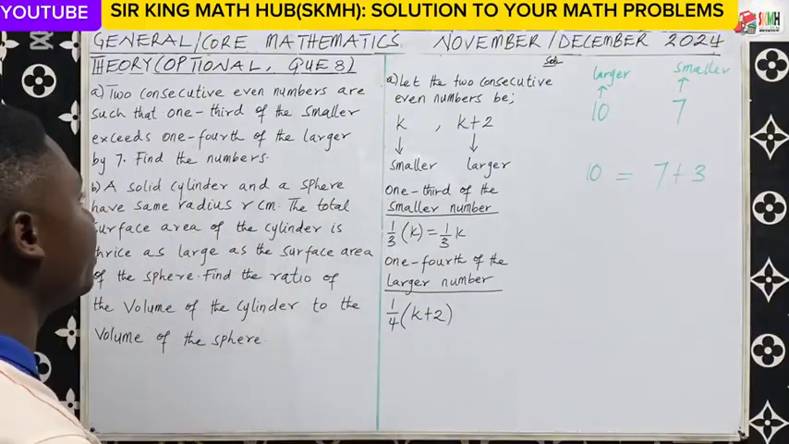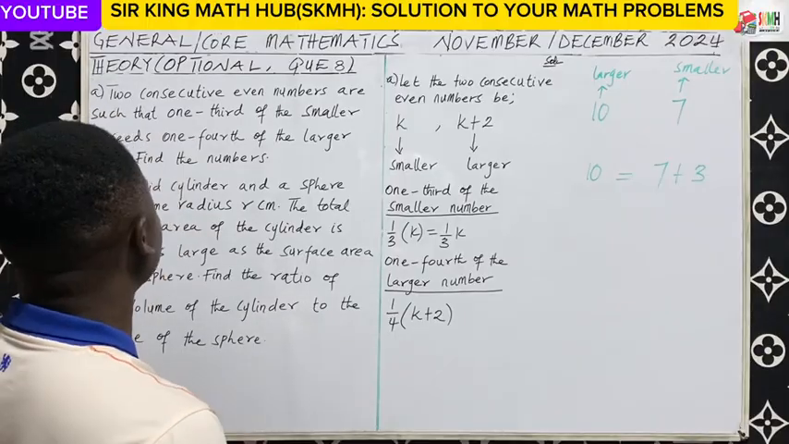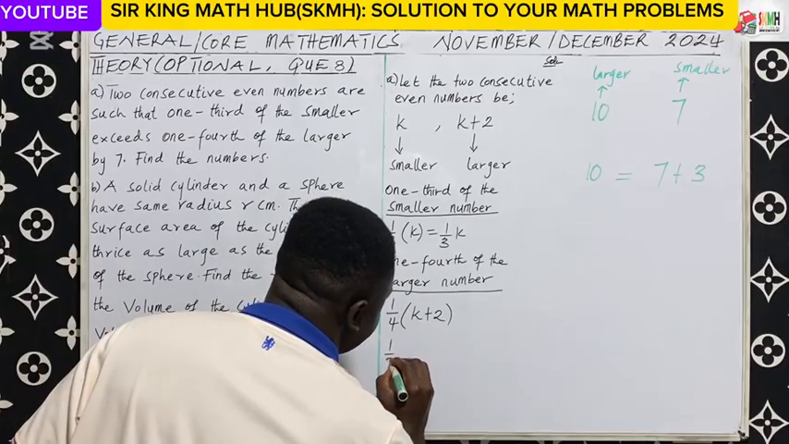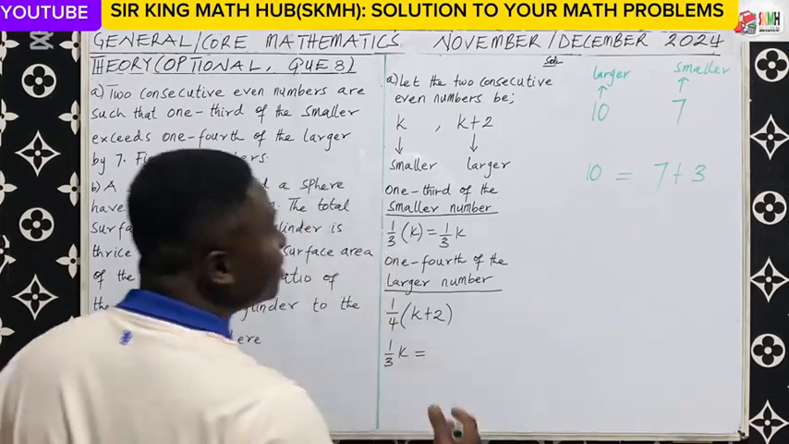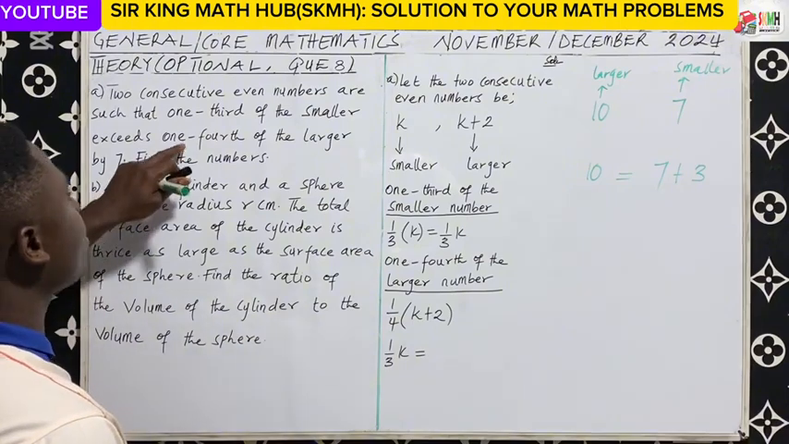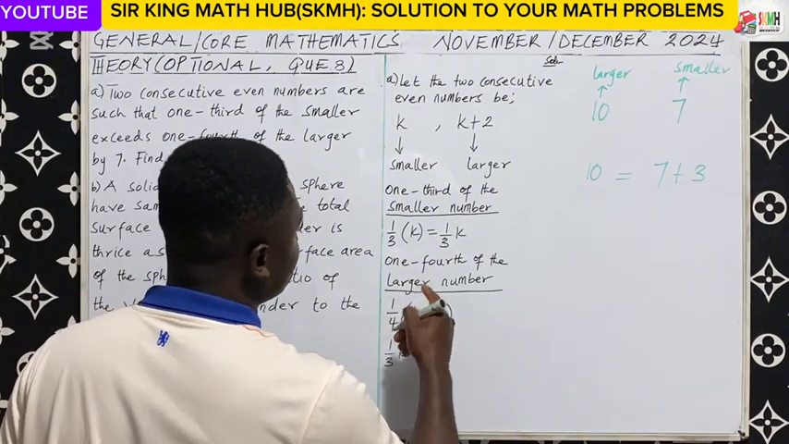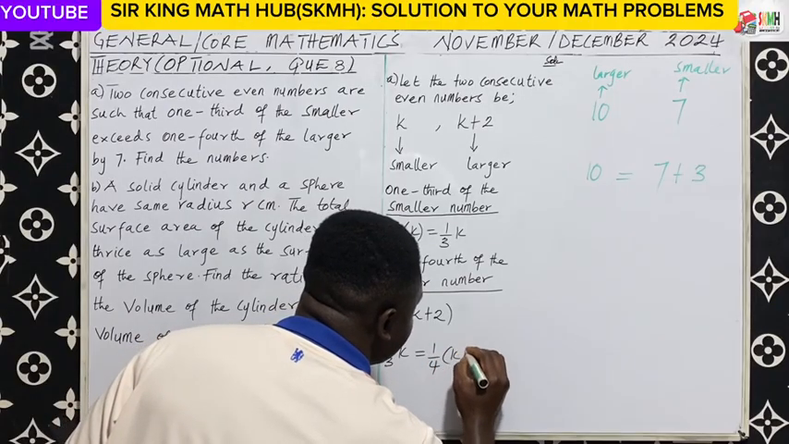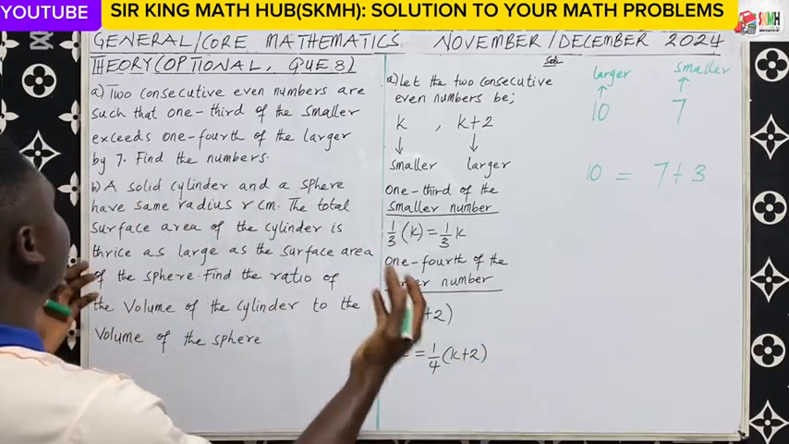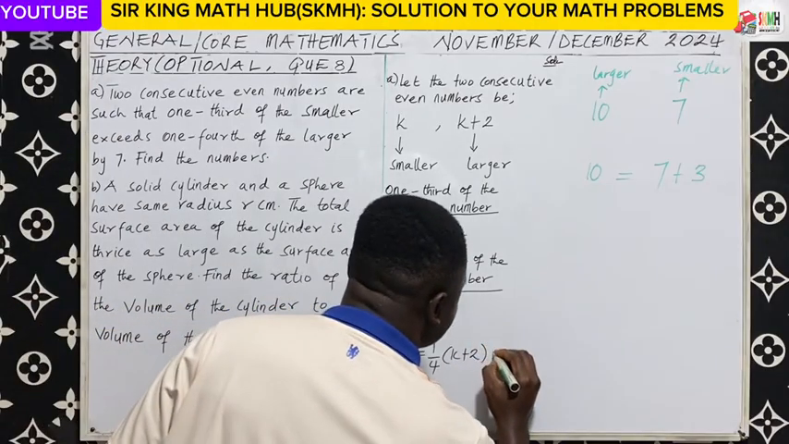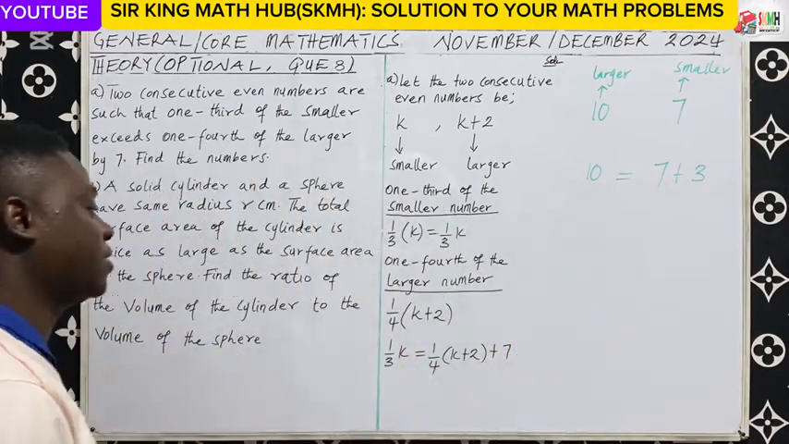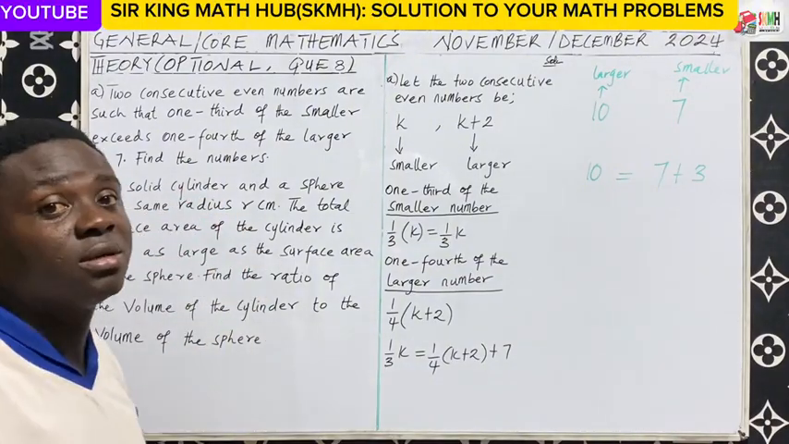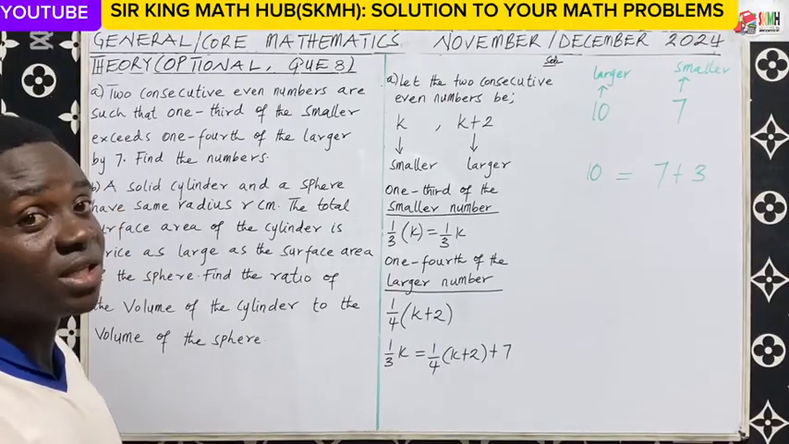So with this same information, we know that 1/3 of the smaller, so 1/3 of the smaller is written as 1 out of 3k, exceeds 1/4 of the larger. So 1/4 of the larger, we have 1 out of 4 multiplying k plus 2. By what margin? By 7. So plus 7. Now, what is our goal here? Our goal here is to find the two consecutive even numbers.